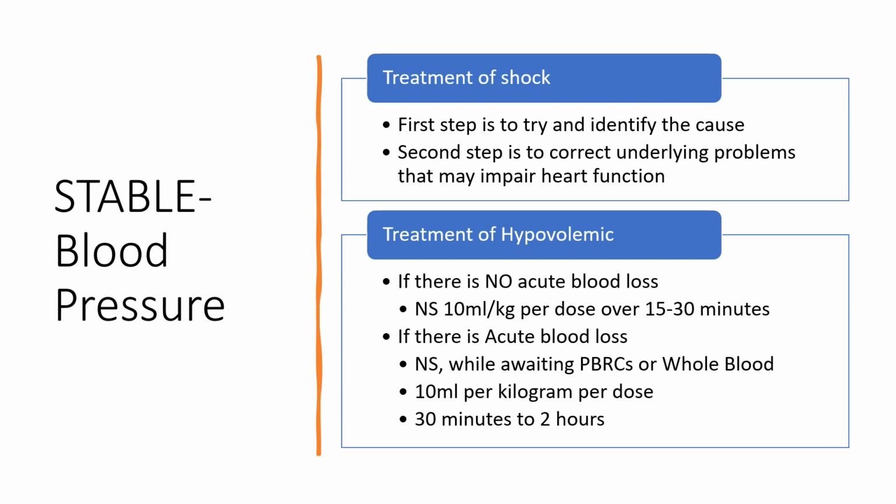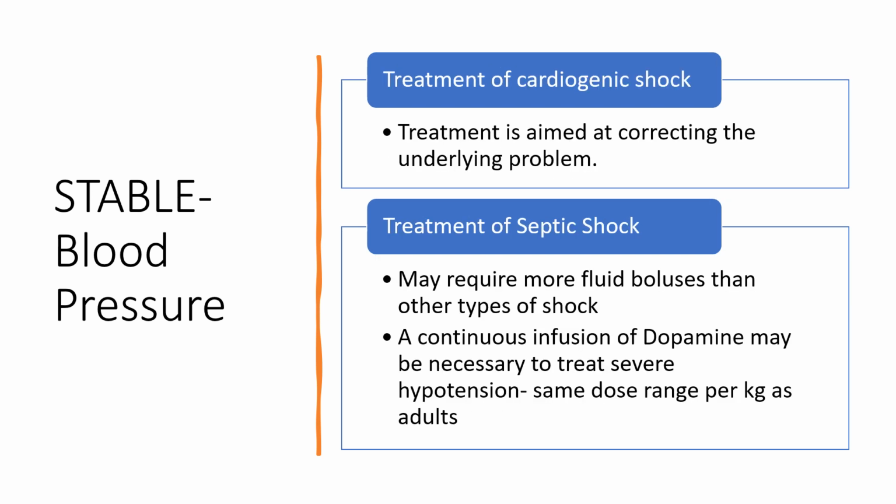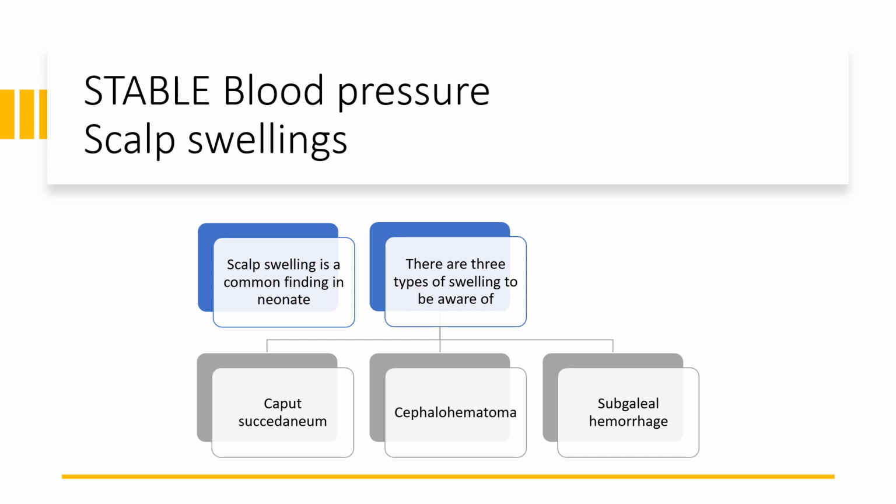No acute blood loss: 10 mL per kilogram, dosed over 15 to 30 minutes. If there's acute blood loss while awaiting PRBCs or whole blood, aka we're driving, 10 milliliters per kilogram, same dose, over 30 minutes to 2 hours. Treatment is aimed at correcting the underlying problem. May require more fluid boluses than other types of shock. A continuous infusion of dopamine may be necessary, same dose range as adults.